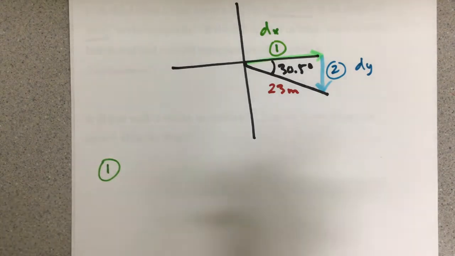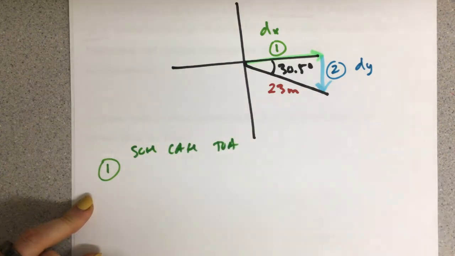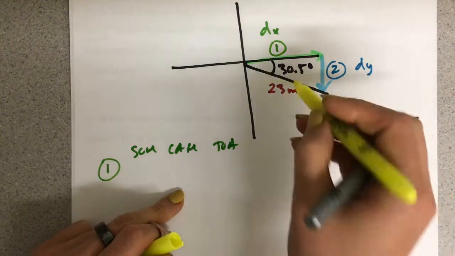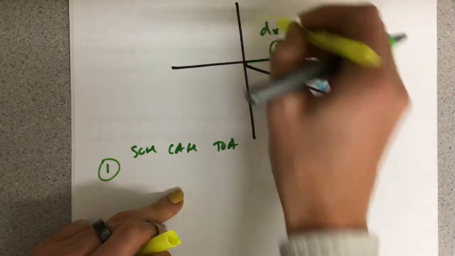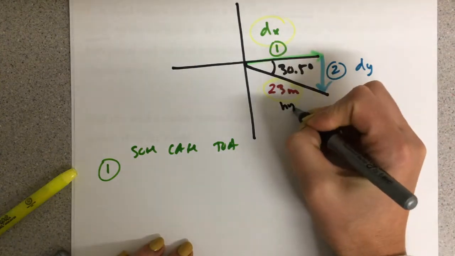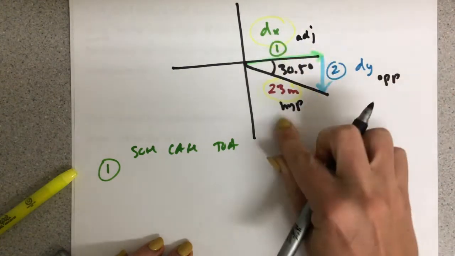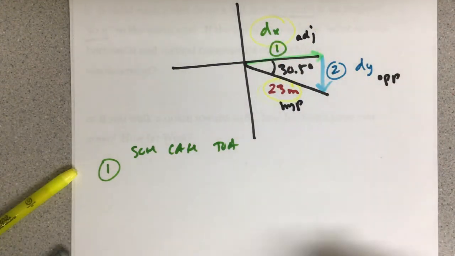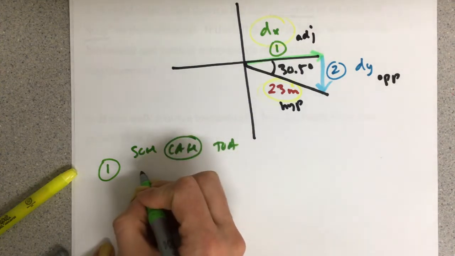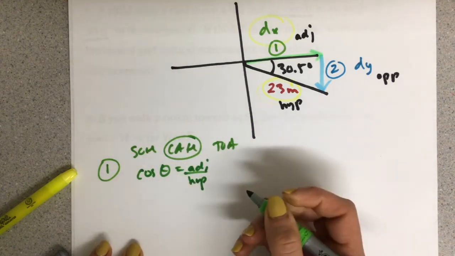So first of all, I need to figure out, am I going to choose SOH, CAH, or TOA? And I have, let's see, for this one, I have hypotenuse, and I have my adjacent. This is my adjacent. Let me go ahead and label these. Hypotenuse, opposite of my angle here, opposite, and my adjacent. So I have my hypotenuse and adjacent. Hypotenuse and adjacent, that's going to be cosine. So I'm going to say the cosine of theta equals adjacent over hypotenuse.